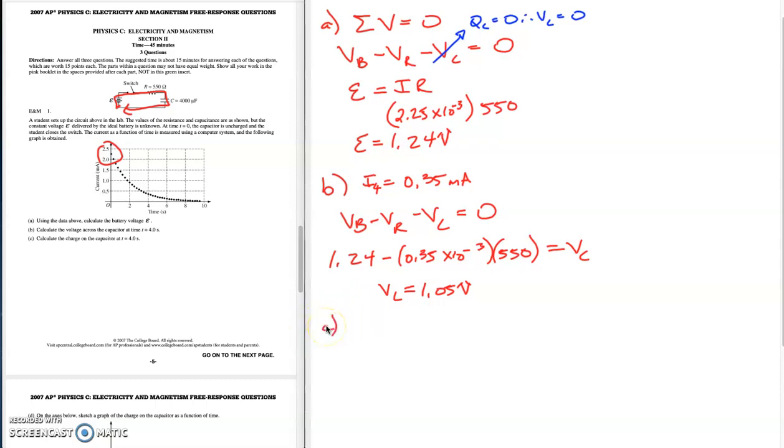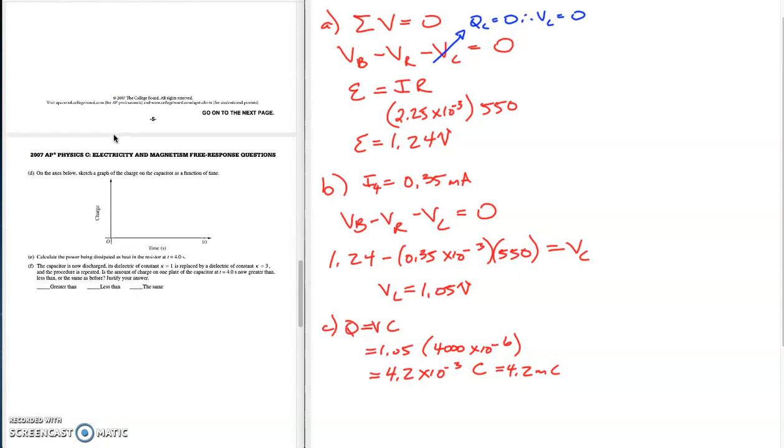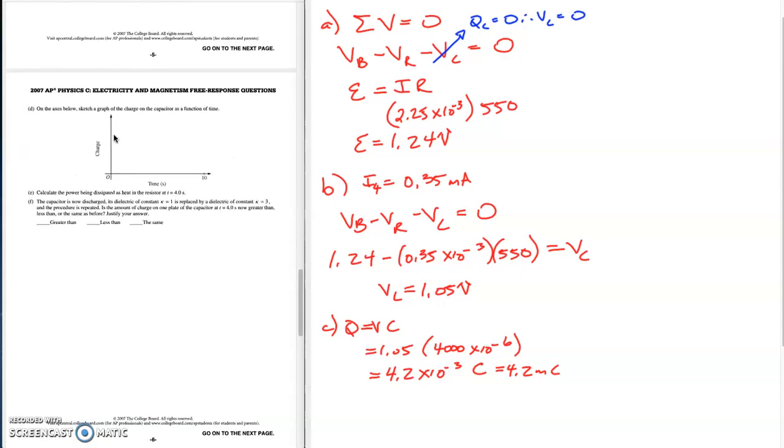Part C. The charge on the capacitor. Okay, well, if we know what the voltage across the capacitor is, then we can figure out the charge on the capacitor. So 1.05 volts times 4,000 micro, times 10 to the minus 6th, gets us 4.2 times 10 to the minus 3rd. And that's coulombs. You could also have 4.2 millicoulombs.